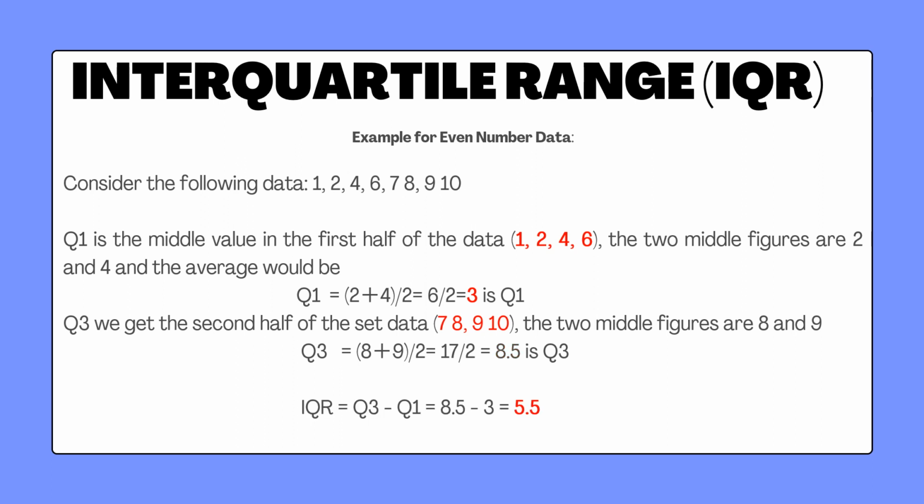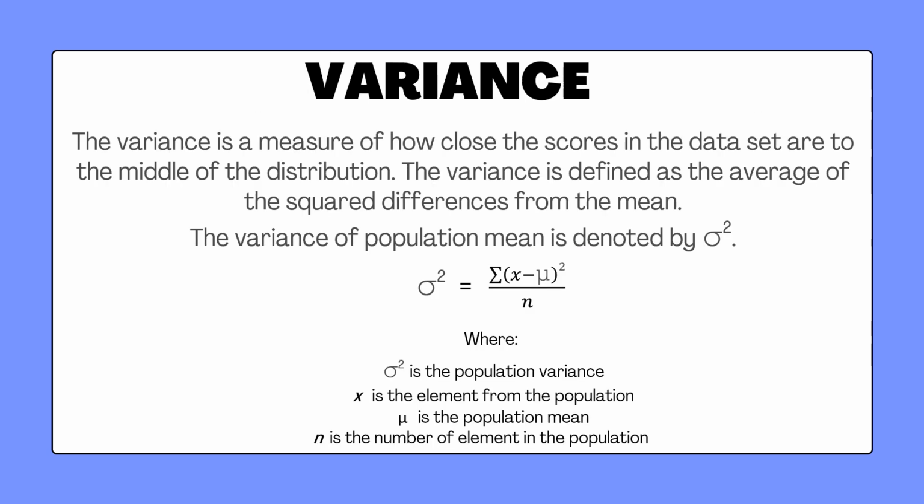Finally, calculate the interquartile range. IQR equals quartile 3 minus quartile 1. IQR equals 8.5 minus 3 equals 5.5. So, the interquartile range for the given data set is 5.5. Now let us proceed to variance.